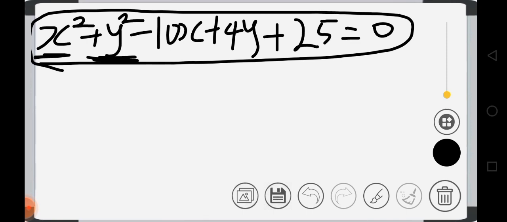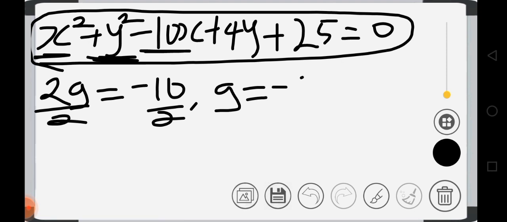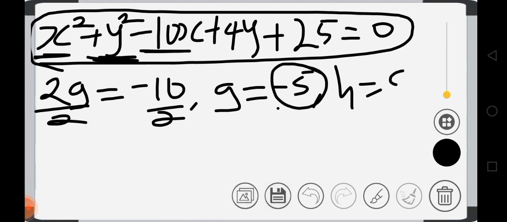So remember, 2g is equal to the coefficient of x. What is the coefficient of x here? Minus 10. So 2g will be equal to minus 10. So if you see this, just divide both sides by 2. g will be equal to minus 5. Then h is equal to minus g. So if you multiply something by minus, now you're going to have 5.